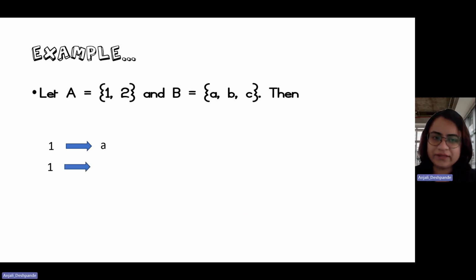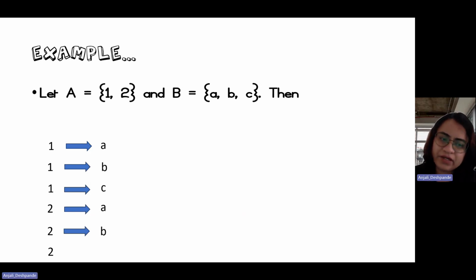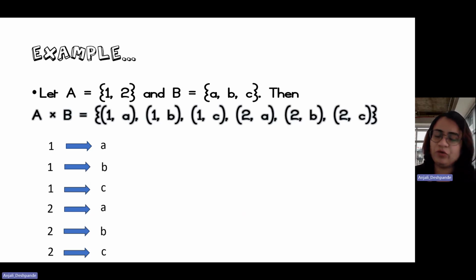Then again I took 1 and paired it with the second element in B. Again I took 1 and paired it with the third element c. I do it the same way for the second element in A. The second element is 2, which I paired with a, then with b, and then with the element c. In this way, you find the final cross product of set A and set B. As you can see on the slide, this is your final A cross B.